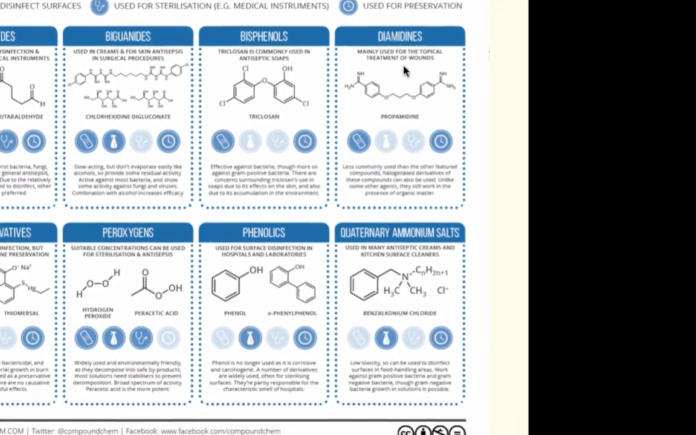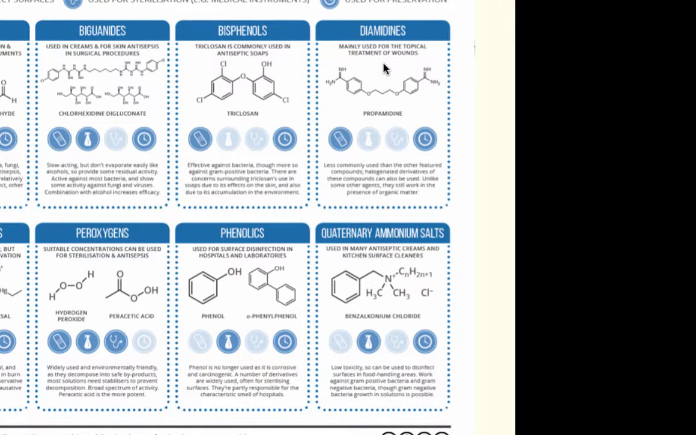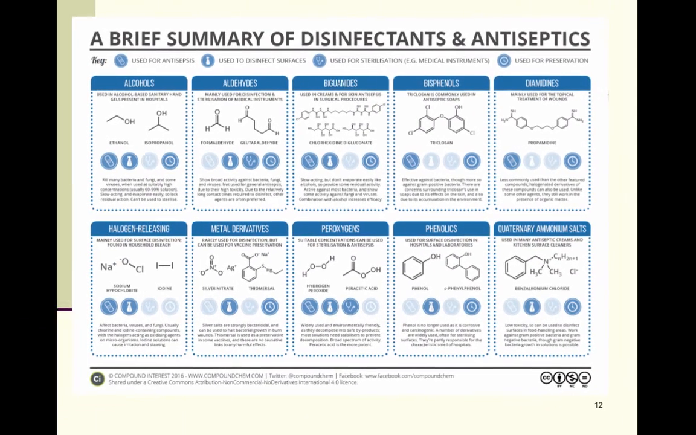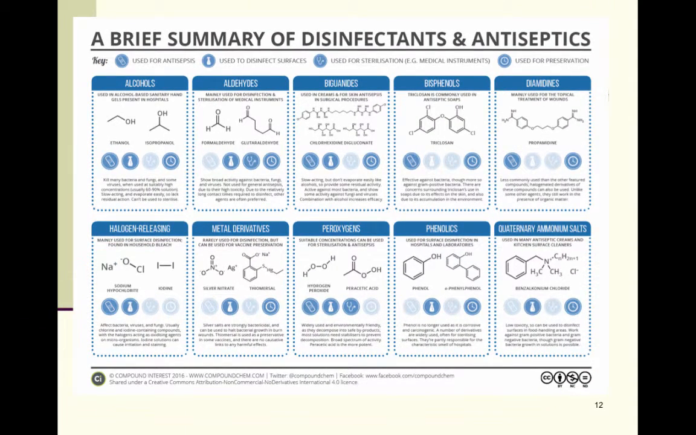Diamines, so mainly used for topical treatment of wounds, and you can see a structure of a diamine here that's used for that. And on the bottom right, quaternary ammonium salts used in many antiseptic creams and kitchen surface cleaners. I thought this was just a little interesting to look at. So of course, this information is not on the exam, but I wanted to go ahead and bring in some functional groups you've already seen and maybe a little bit of interest to this so you can see where these are used in your everyday life.